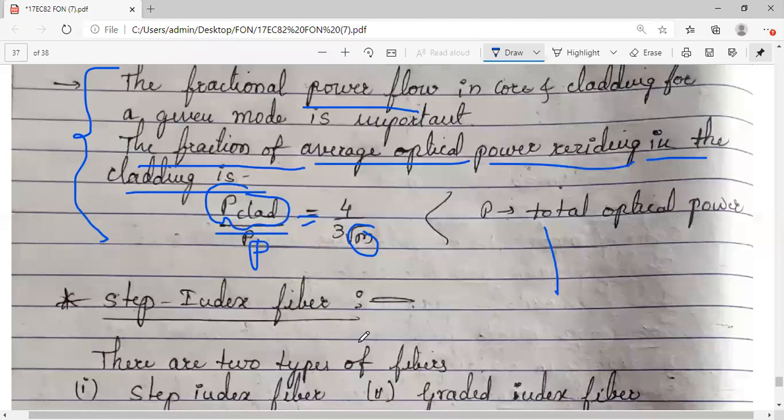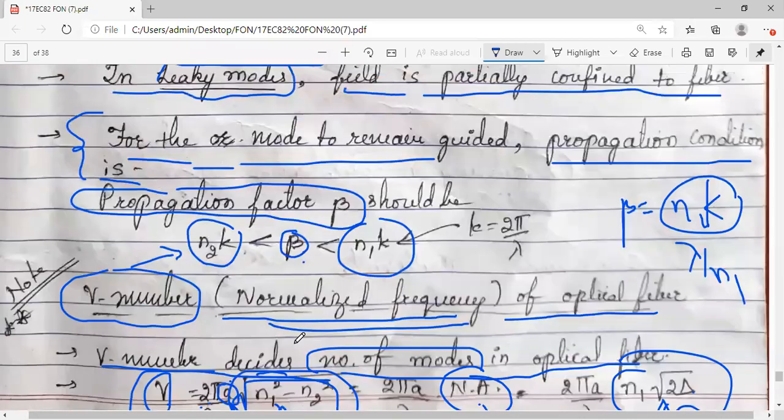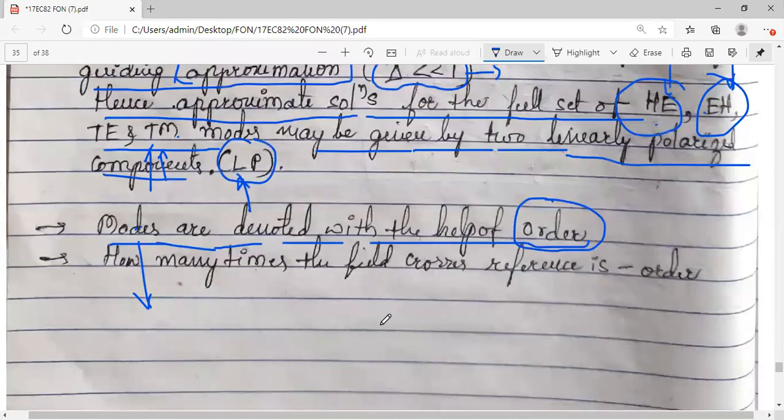Remember, in the modes we have two different rays, meridional and skew rays. In meridional rays, TE and TM. However, in skew rays, hybrid modes are there. And for our analysis, when we practically use the optical fiber, the analysis is much simplified by making some approximations, and we can show these modes, TE, TM and hybrid modes, by means of these two linearly polarized components, LP.